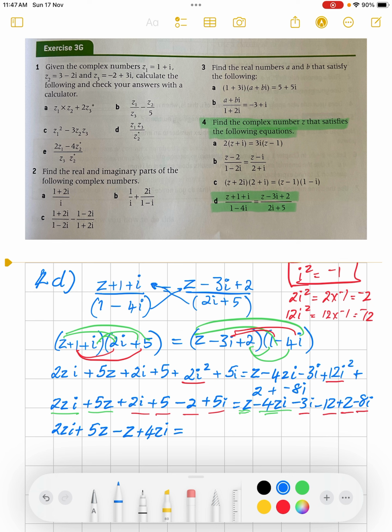So let's rewrite negative 3i minus 12 plus 2 minus 8i, and bring over the plus 2i. So this comes across to be a minus 2i. This comes across to be a minus 5. This term goes across to be a plus 2. And this term goes across to be minus 5i.